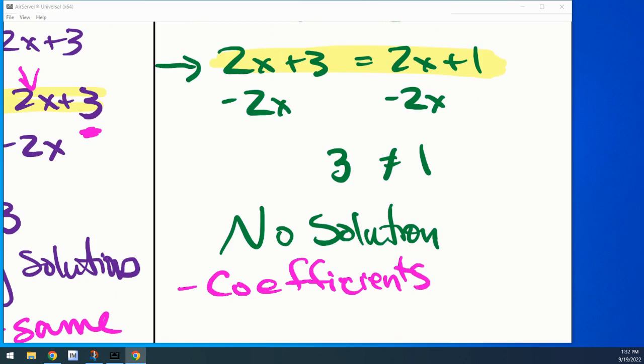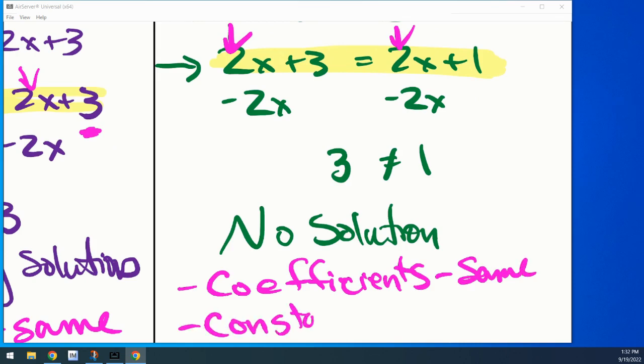Coefficients. If I look at this coefficient and this coefficient, they are the same. Then I'm going to look at my constants. Okay, 3 and 1. They're different.